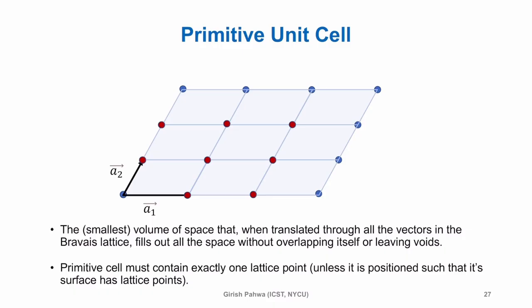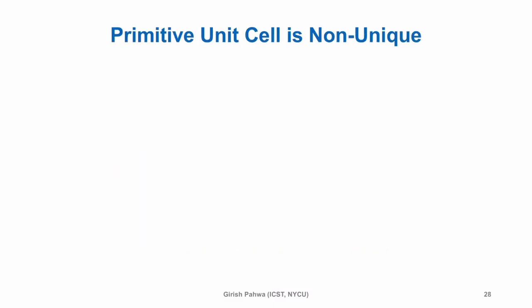And a primitive unit cell, as we already figured out, only has one lattice point. Yes? Any primitive unit cell will have only one lattice point, and all the primitive unit cells will have the same area. Now, a primitive unit cell is also non-unique. As you have non-uniqueness in the primitive vectors, you have the same non-uniqueness in the primitive unit cells also.